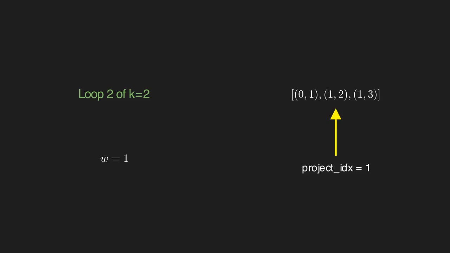We have completed the first project. We now begin the second iteration of our outer loop, as K allows up to 2 projects. Crucially, our capital, W, has now increased to 1. We resume our while loop, picking up exactly where our project_idx pointer left off, which is at index 1.